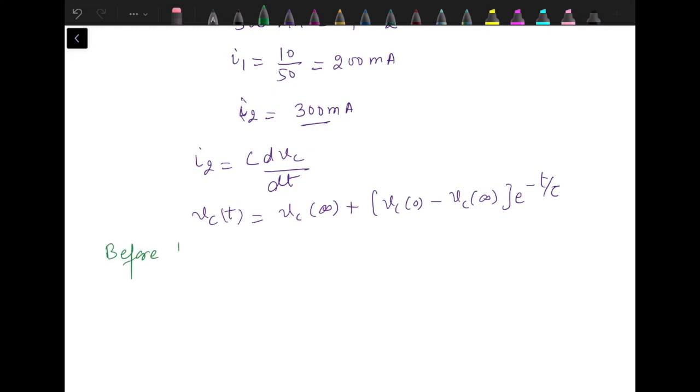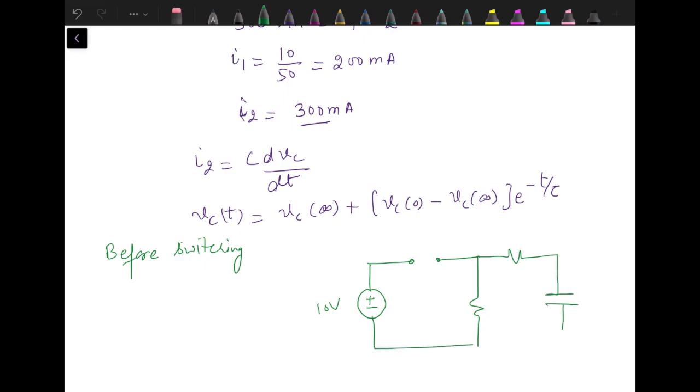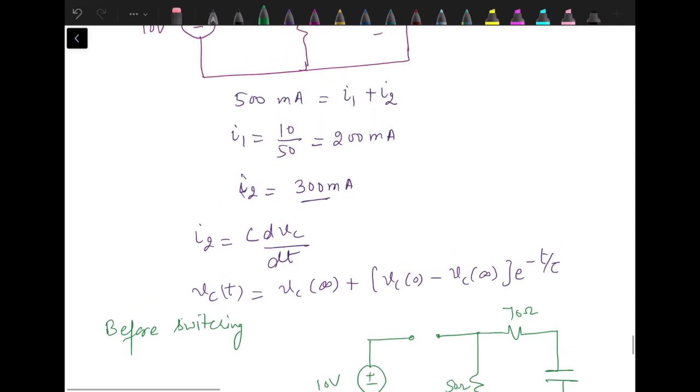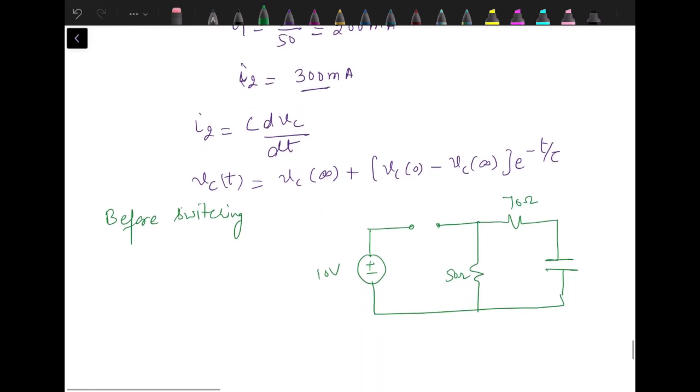For before switching, the switch is open. Two resistances and capacitor, they are connected like this: 70 ohm, 50 ohm, and this capacitor. Since we don't have any source connected to it, the voltage across the capacitor is 0. Vc0 is actually 0.